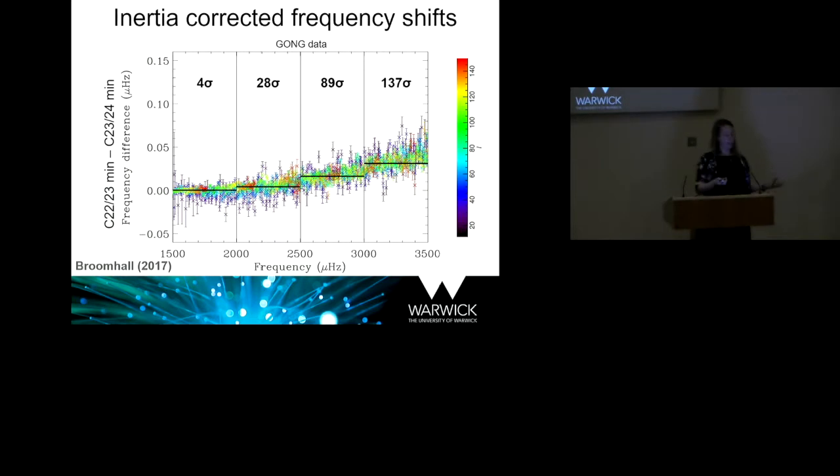So if we consider the helioseismic modes, and here subtract the minimum after cycle 23 from the minimum before cycle 23, and plot it as a function of frequency with the same colour scale as before, we can now see that there was a difference in strength of the magnetic fields in the two minima. And if we perform averages, just making use of the sheer number of modes that we have, we can see that that difference is highly significant.